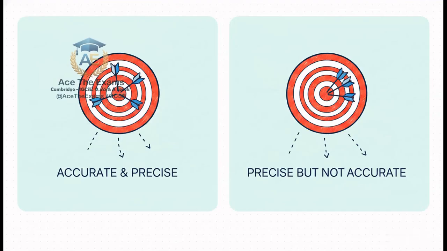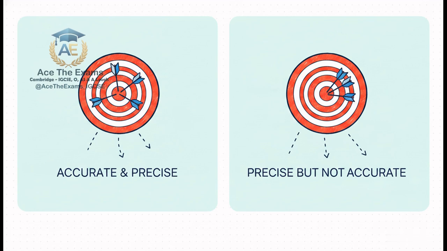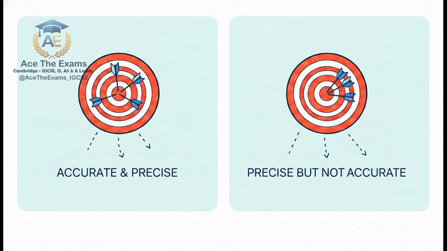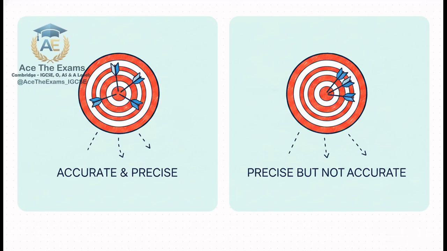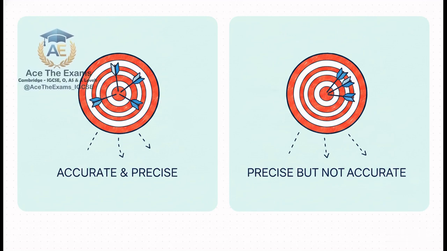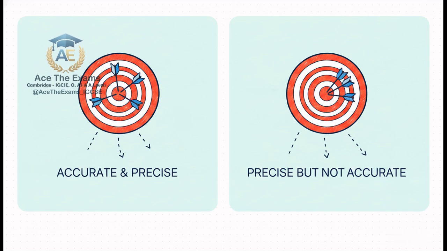We're looking at two words you absolutely cannot mix up in Physics 0625. In everyday life, sure, people use these words to mean the exact same thing, but in the Cambridge exam room, mixing them up is a guaranteed 0. The crucial point here is that accuracy is about hitting the bullseye, right? While precision is about hitting the exact same spot over and over again, even if it's nowhere near the bullseye.